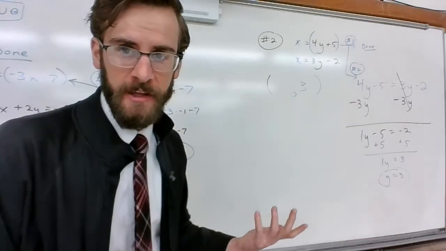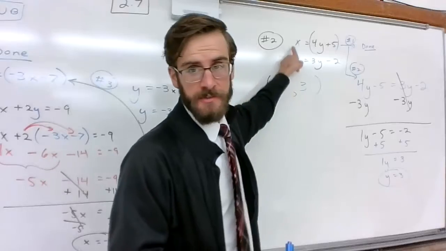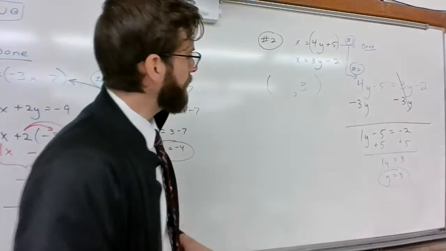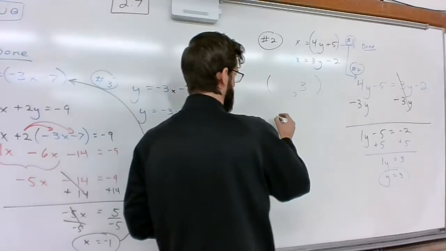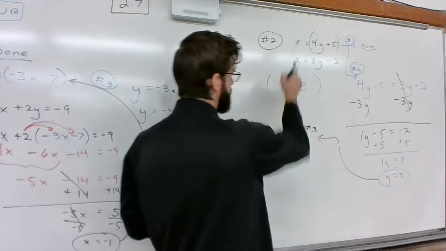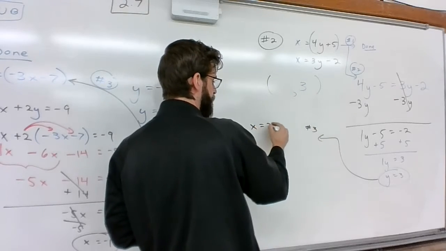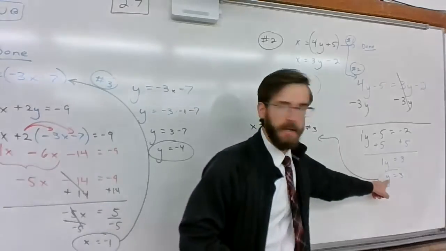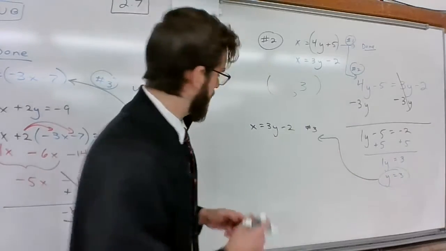Now I just got to solve for the x coordinate. I got two options. Pick one and go with it. I'm going to pick the bottom one. So step 3 is I'm taking x equals 3y minus 2, and I'm saying we want the blue y to go in place of the black y.